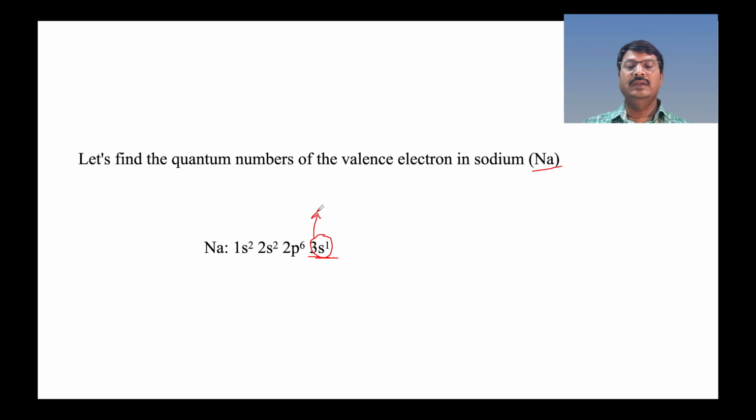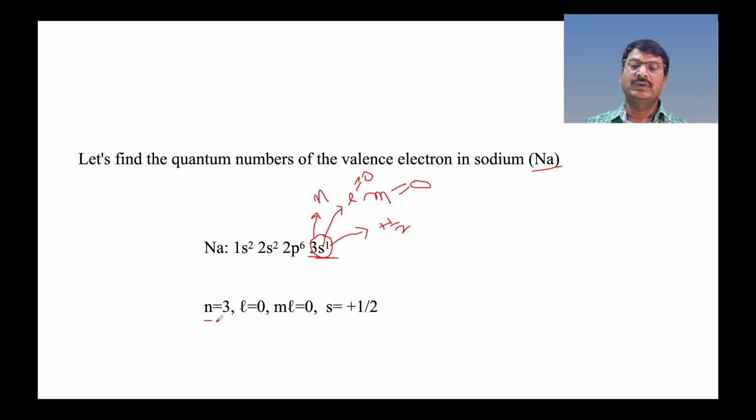Here the 3 is nothing but n and s is nothing but l. According to this l value, we will get the m value. s means l is equal to 0. If l is equal to 0, you will get m equal to 0 also. And it is having 1 electron. Mostly when it is having 1 electron, we write the spin of the electron as plus half. That means the 4 quantum numbers of this valence electron are n = 3, principal quantum number, l = 0, azimuthal quantum number, m = 0, magnetic quantum number, and s = plus half, that is a single electron.